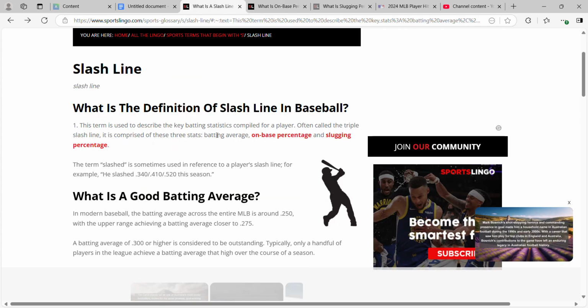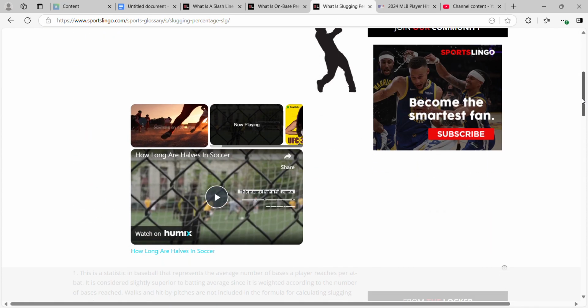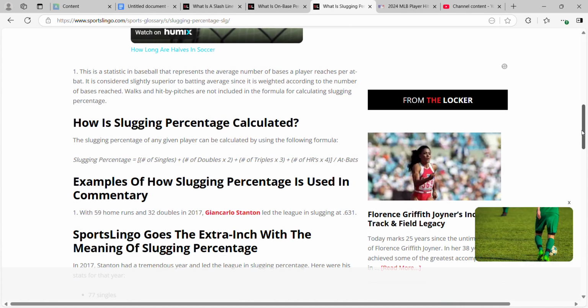So our third number here, this one they use as 520 in the example, that's going to be our slugging percentage. So slugging percentage is a percentage that represents the average amount of bases reached per at-bat. So in baseball, a single is 1 base. You get to go to first base when you get a single. A double is 2 bases, a triple is 3, and a home run is 4. So slugging percentage is considered slightly superior to batting average because it factors in the quality of hits that a player is getting. Unlike on-base percentage, it does not factor in walks.